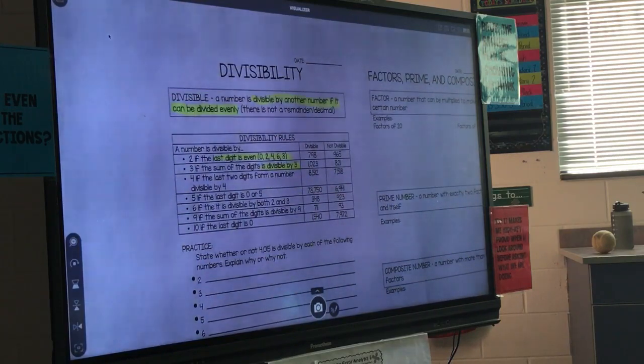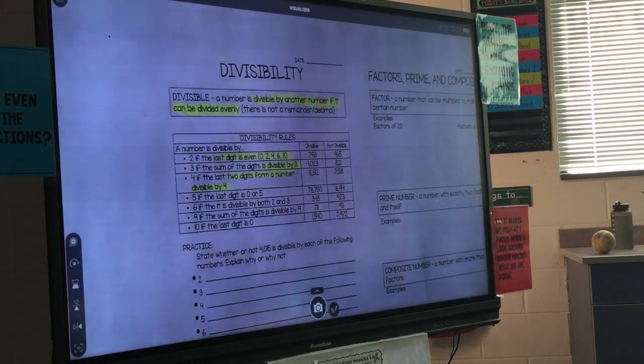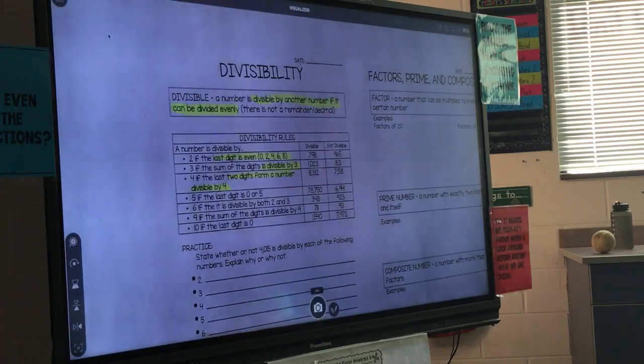It's divisible by 4 if the last two digits form a number divisible by 4. So think about 4s. What's 4 divisible by? 8. What's another one? 16. Another? 44. Another? 48. So the last two numbers form a number that 4 can go into evenly.